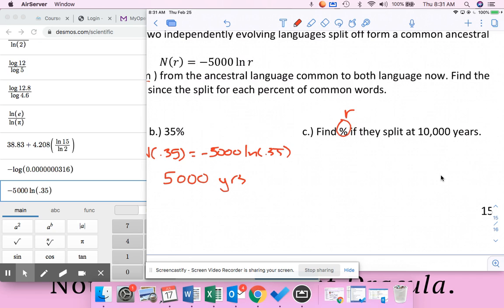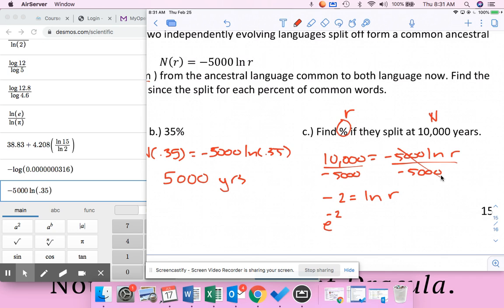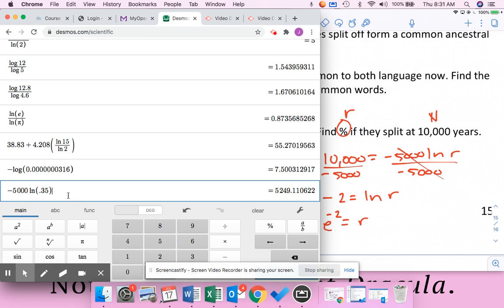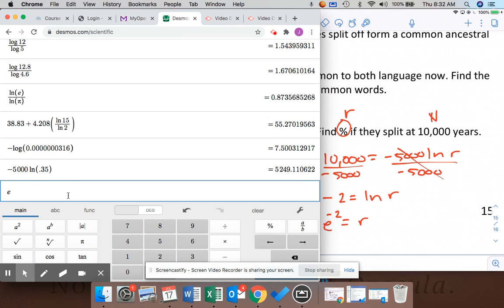The percent is the r. They gave us an n. So 10,000 equals negative 5,000 ln of r. We actually got to solve this one. Unfortunately, the variable is within the formula, so we're going to have to move things around. So we divide by negative 5,000 to the other side. We get negative 2 is equal to ln of r. e to the negative 2 is equal to r, or about, let's see, what is e to the negative 2?